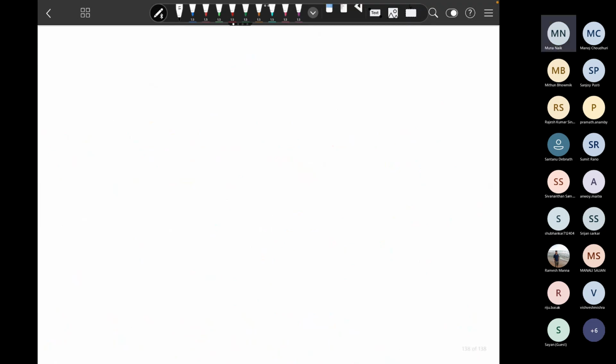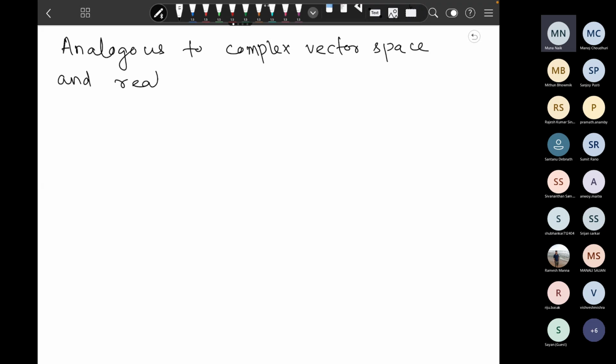Now you have to be a little careful. Analogous to complex vector spaces and real vector spaces, you can define H vector spaces, meaning quaternion vector spaces. There is a difference: in quaternion vector spaces you have to take scalar multiplication from the right. The reason is that a linear operator between two quaternion vector spaces behaves like matrix multiplication if and only if scalars act from the right.